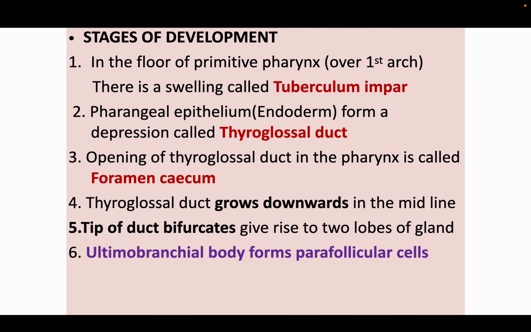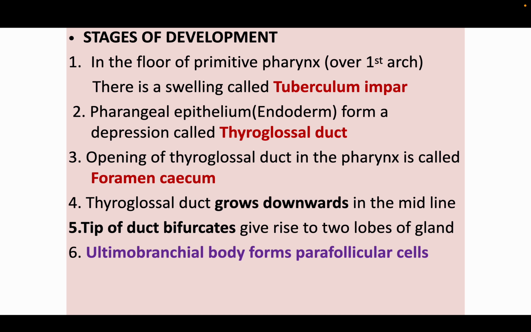What are the stages of development? In the floor of the primitive pharynx over the first arch there is a swelling called the tuberculum impar. The pharyngeal epithelium or endoderm forms a depression called the thyroglossal duct. The opening of the thyroglossal duct in the pharynx is called the foramen cecum. The thyroglossal duct grows downward in the midline.